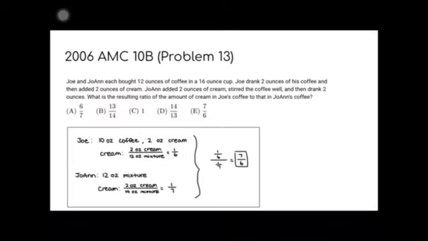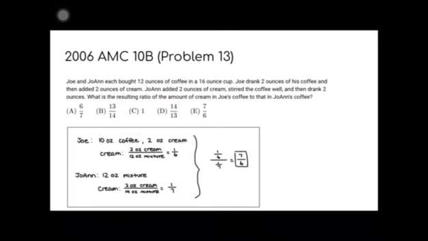In the problem, it states that Joe drank 2 ounces of coffee and then added 2 ounces of cream. So he has 10 ounces of coffee and 2 ounces of cream left in his cup. The fractional part of cream in Joe's cup is 2 ounces of cream over 12 ounces of the coffee cream mixture, which is equal to 1 over 6.